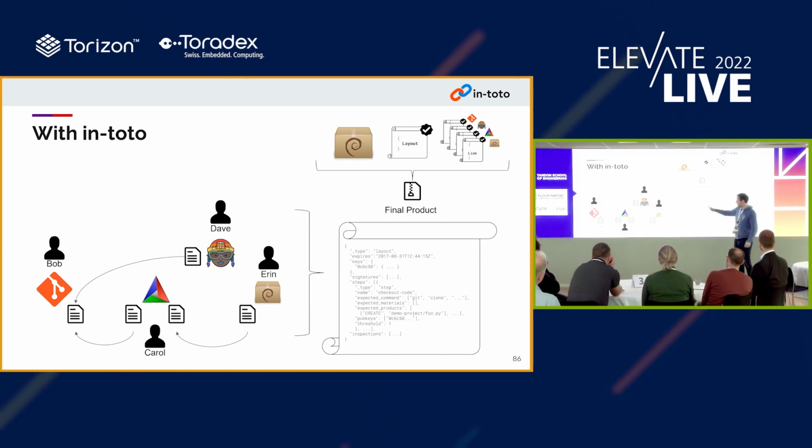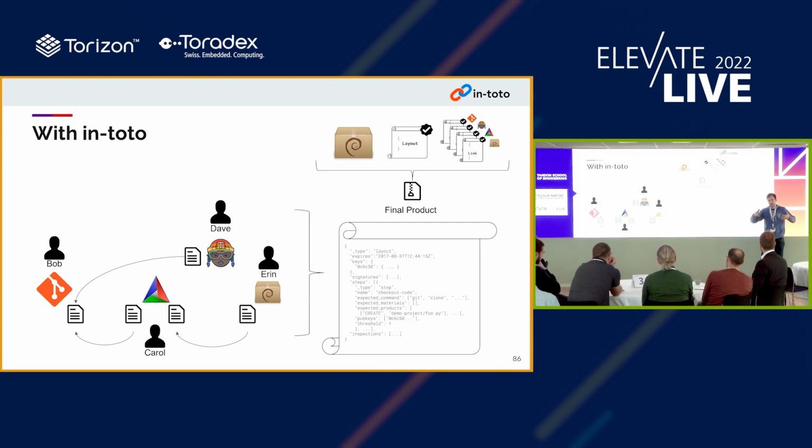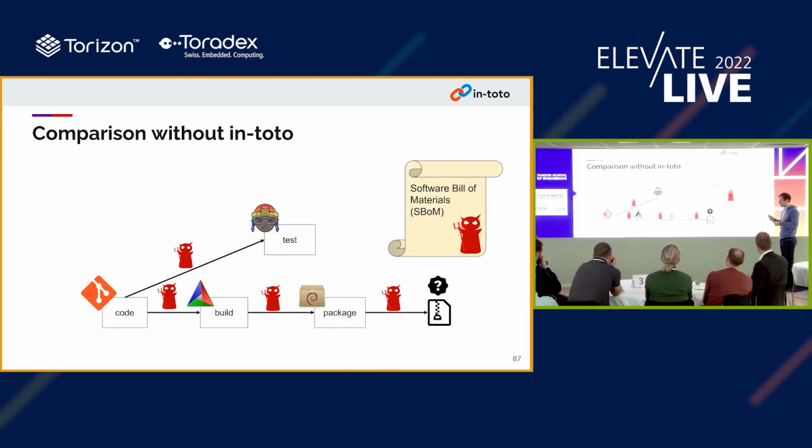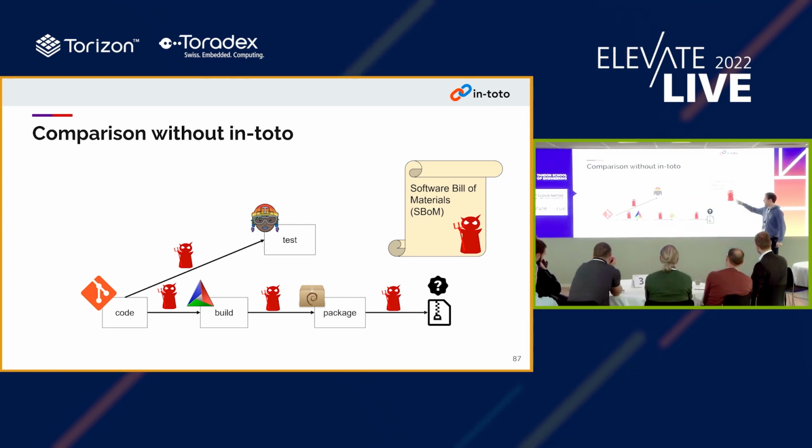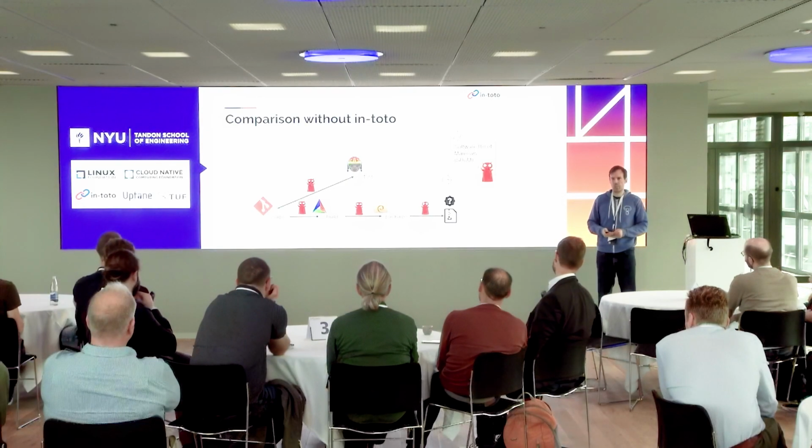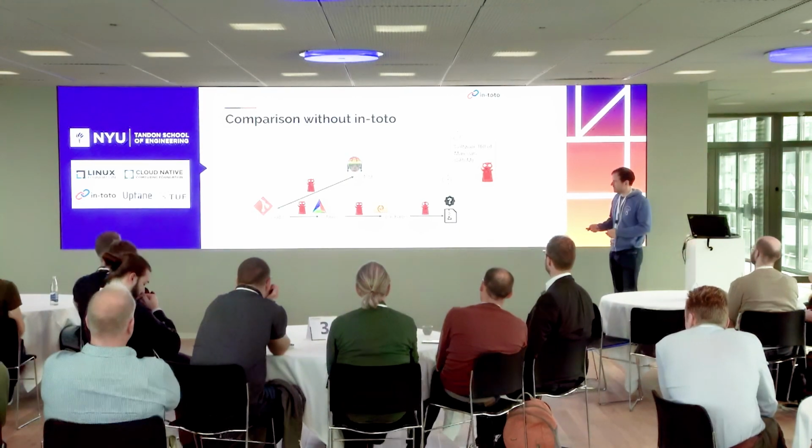So you have your layout, you have these other things, you have this final product, and everything is checked and verified that the process you said should happen is what happened. Okay, and that's what in-toto is able to do for you. If you don't use in-toto, even if you use good solutions at different individual places, you're still going to run into quite a few problems because hackers can get into your system in lots of different places.